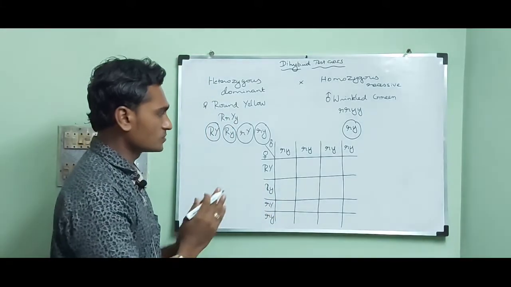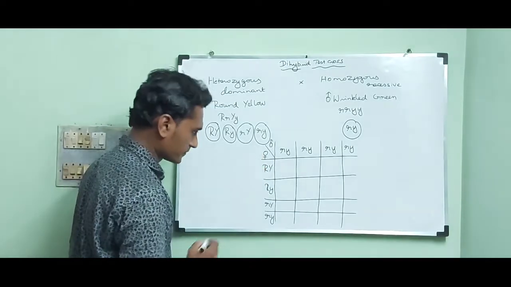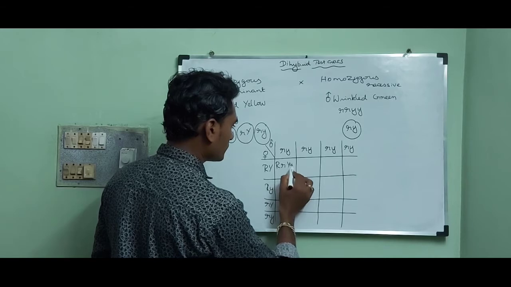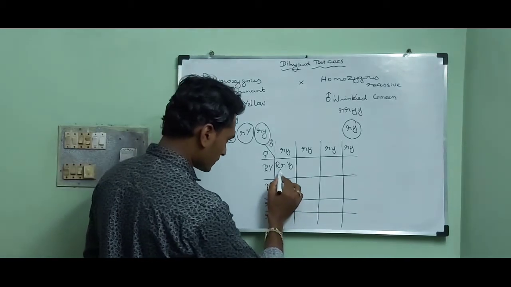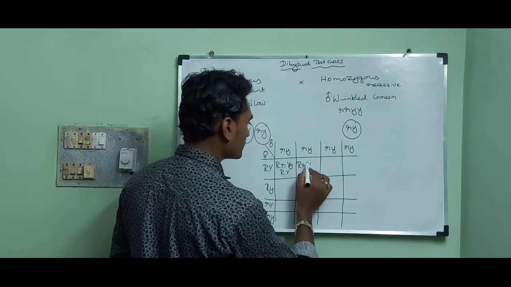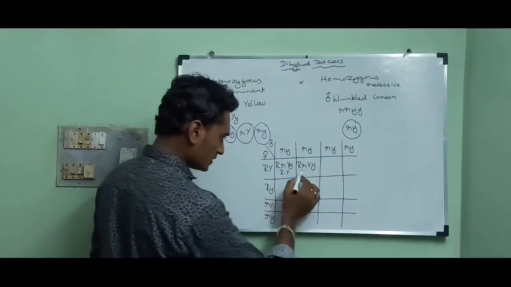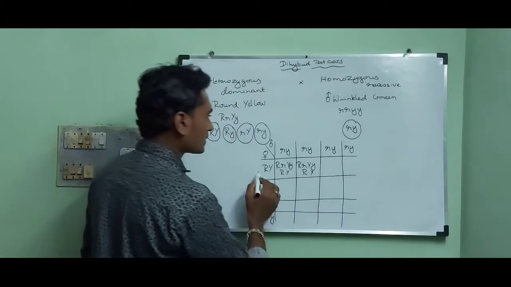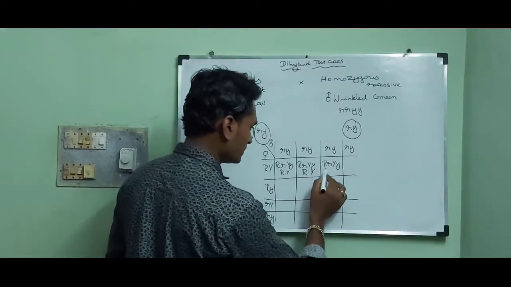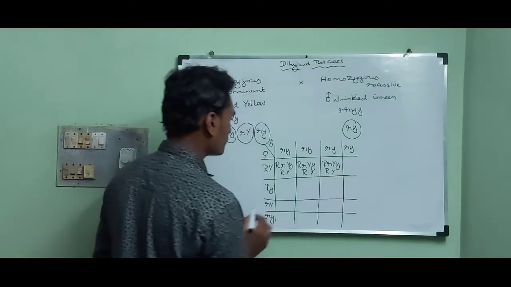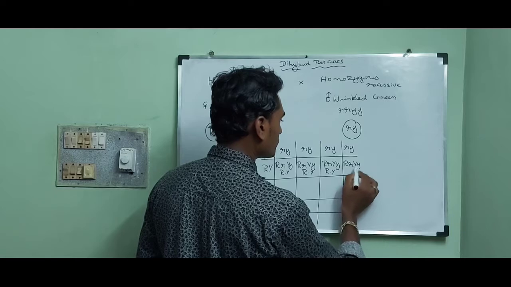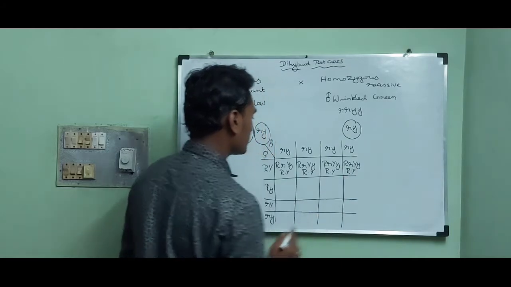Now the fusion of gametes takes place. Capital R, capital Y, small y results in round yellow. The same happens in the next boxes: capital R, capital Y, small y results in the young one being round yellow.